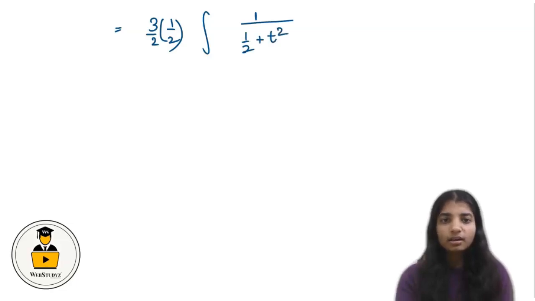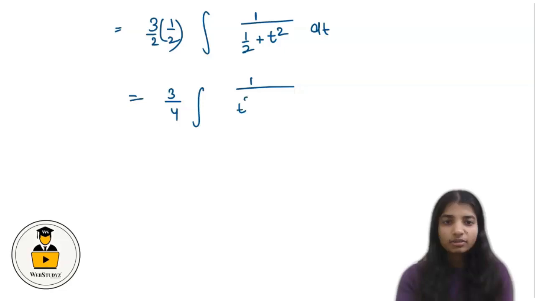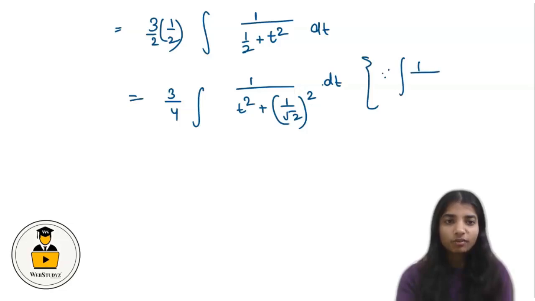So this becomes 3/4 integral of 1 divided by (t^2 + 1/2), and 1/2 is also equal to (1/√2)^2, multiplied by dt. Now here we are going to use the formula: integral of 1 divided by (x^2 + a^2) dx equals 1/a tan^-1(x/a) + c. Here we are going to replace a with 1/√2.